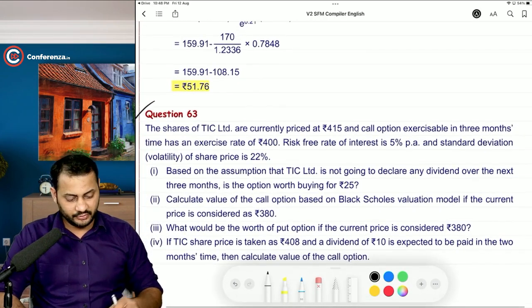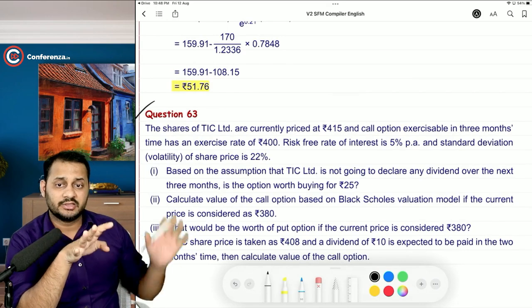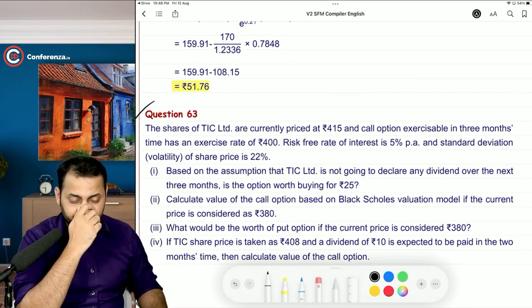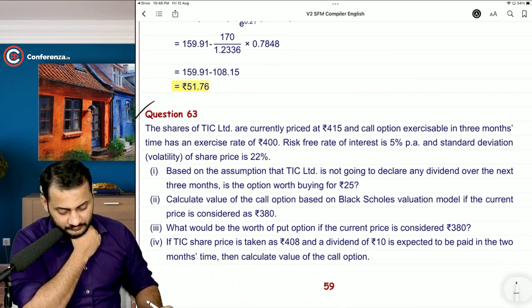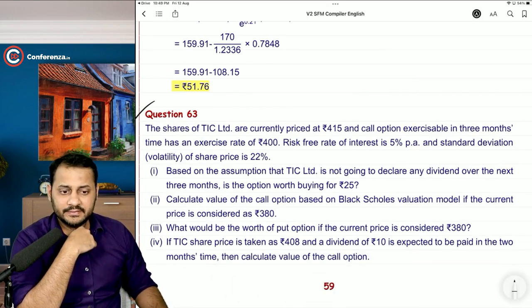It is going to take a lot of time to solve this question because this is as good as 4 questions. Okay, sir. Have a look. So 63 and 64 will be discussed by us.